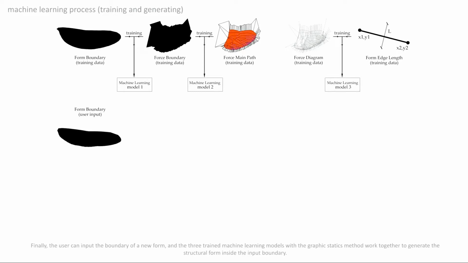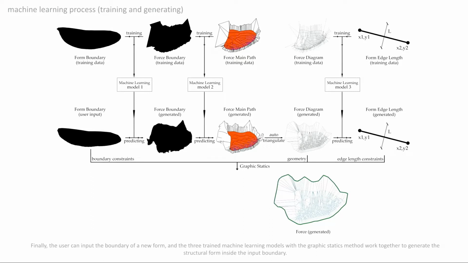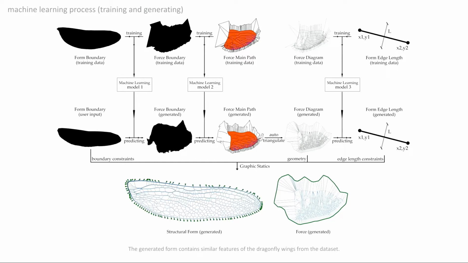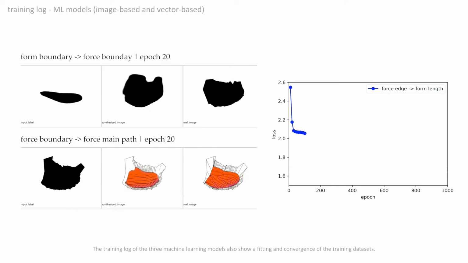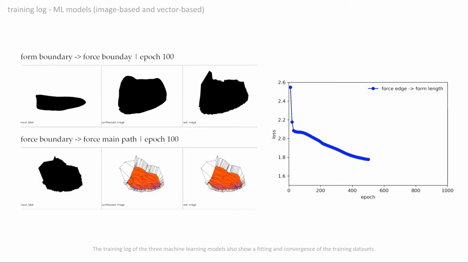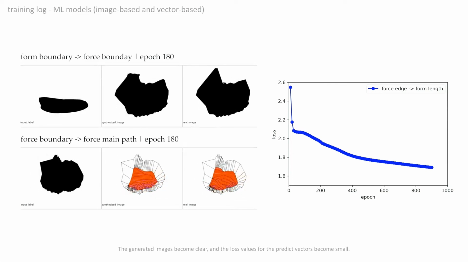Finally, the user can input the boundary of a new form, and the 3 trained machine learning models with the graphic statics method work together to generate the structural form inside the input boundary. The generated form contains similar features of the dragonfly wings from the dataset. The training log of the 3 machine learning models also shows a fitting and convergence on the training datasets. The generated images become clear, and the loss values for the predicted vectors become small.